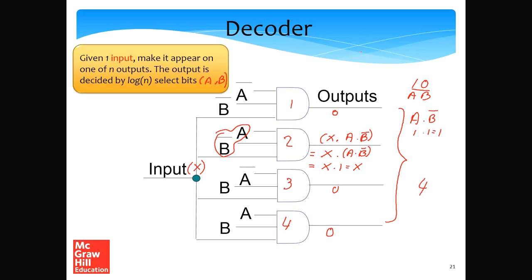To summarize, the decoder is a block where we have one input, 2 raised to the power n outputs, and n select bits. Based on the value of the select bits, only one of the outputs shows the value of the input. The rest of the outputs are set to 0. So we say that that particular output is enabled and the rest of the outputs are disabled.